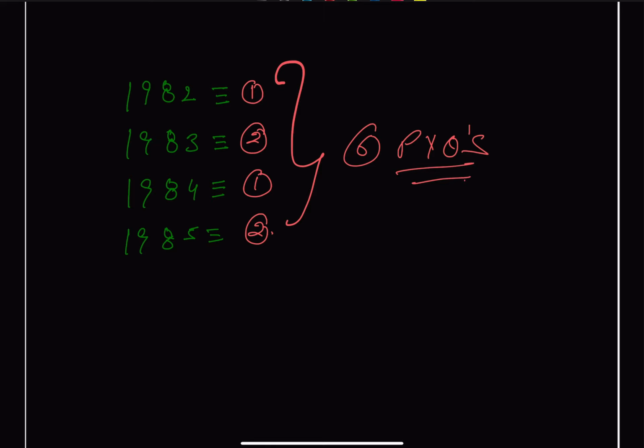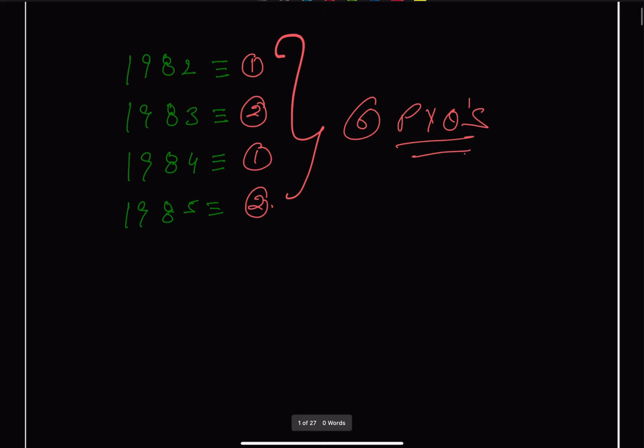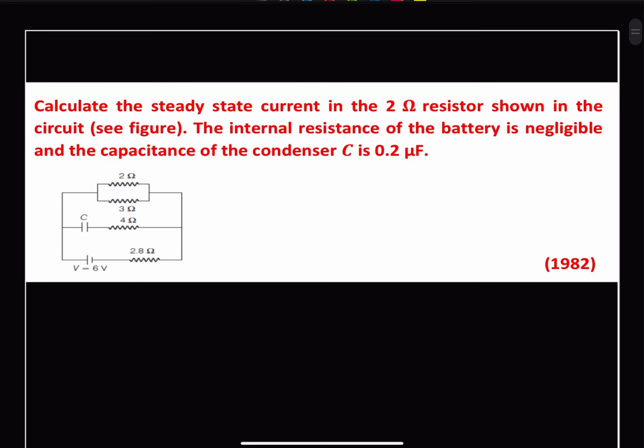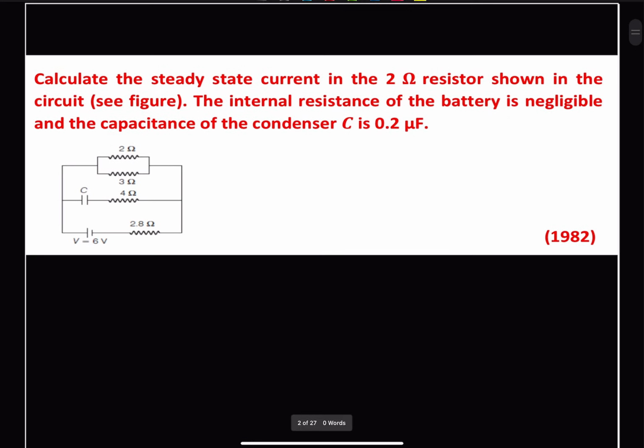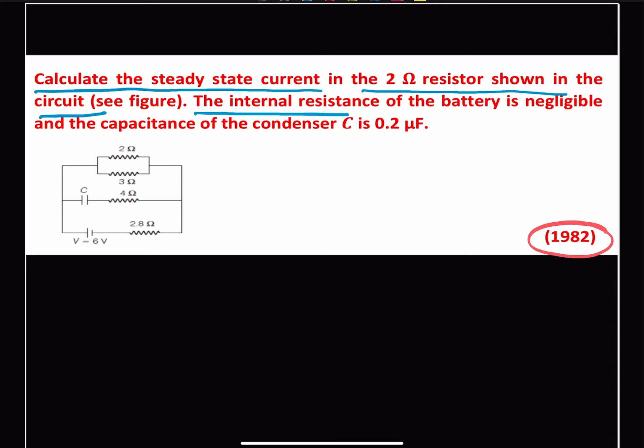So the first question was asked in the year 1982, and it states that calculate the steady state current in the 2 ohm resistor as shown in the circuit. The internal resistance of the battery is negligible and the capacitance of the condenser C is 0.2 microfarad.